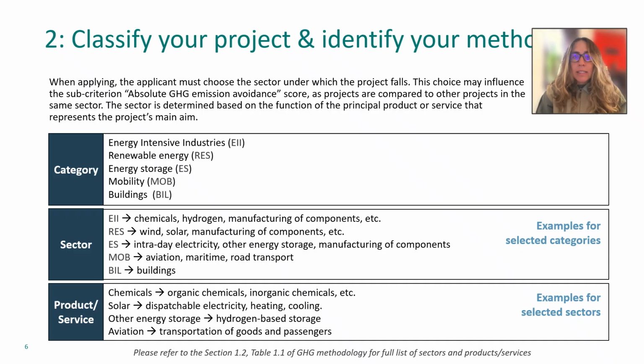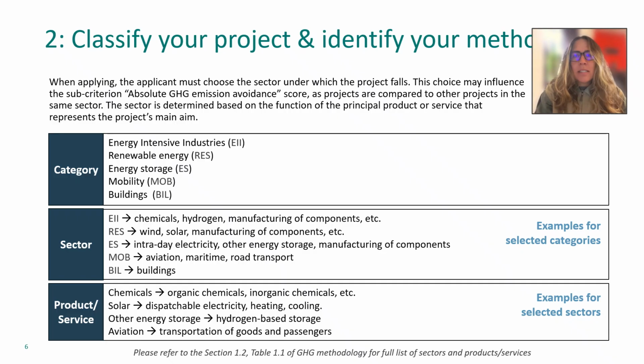In few cases, identifying the category will be straightforward, but in most cases, the adequate category will be identified based on the intended product. This is because in real life, projects will most likely be an overlap of two or more of the Innovation Fund categories. So it's key to have a clear understanding of the main purpose of the project and of the principal product.